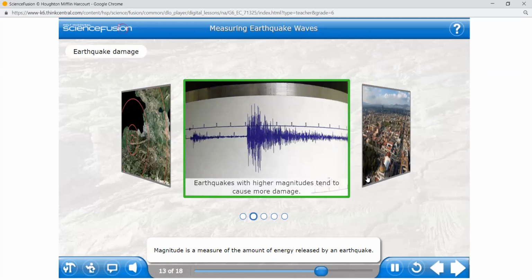Magnitude is a measure of the amount of energy released by an earthquake. Earthquakes with a higher magnitude cause the ground to move more. Just now I told you, girls.